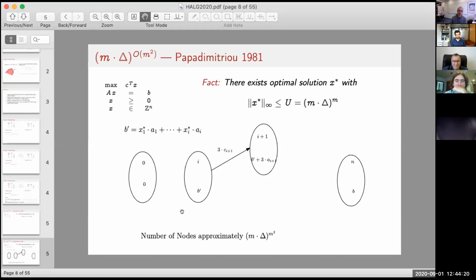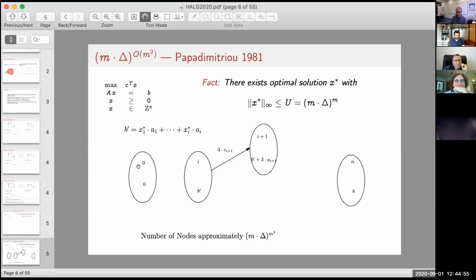And now, because we have x star infinity norm is roughly m times delta to the m, we can see that the infinity norm of this b prime is also roughly m times delta to the m, right? Because each entry in A is bounded by delta. But this means now, since we have m components in b prime, that the number of these b primes could go up to m times delta to the m squared. Okay. But now, if we have this information, we can write down a dynamic program.